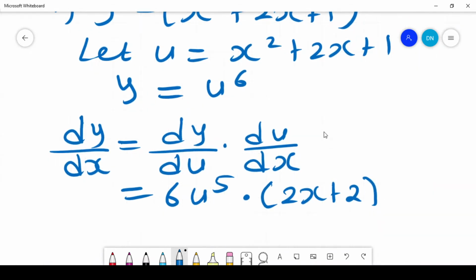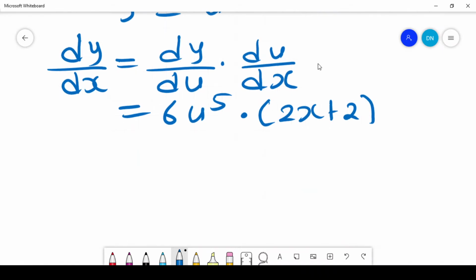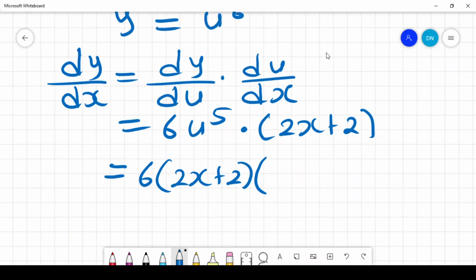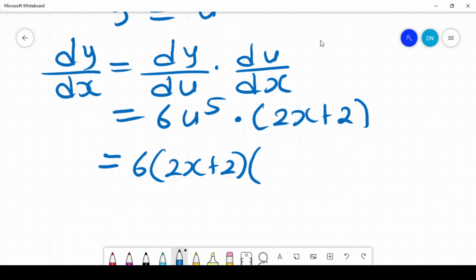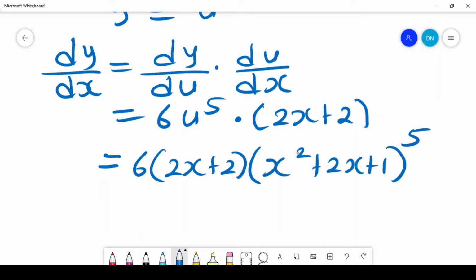It makes it simpler for you to differentiate such equations. And therefore, my final solution becomes 6 times (2x plus 2), and then we put back the u that we had. And remember, u is x squared plus 2x plus 1. So it is x squared plus 2x plus 1 raised to power 5. And that gives me the first derivative of y with respect to x.